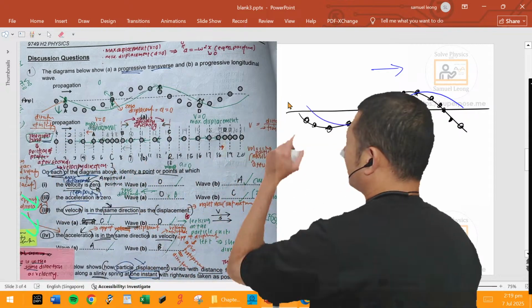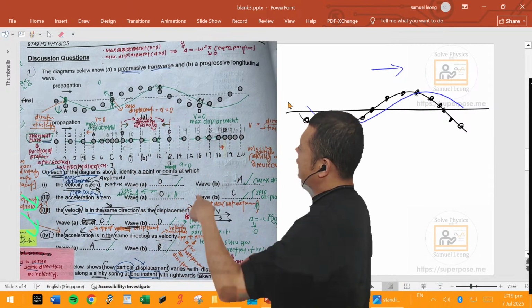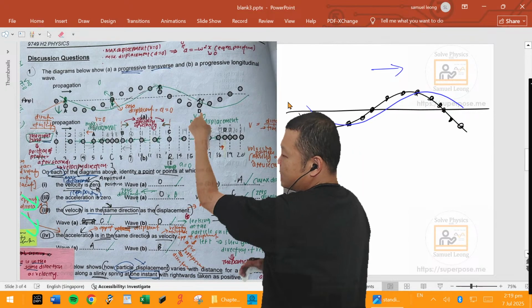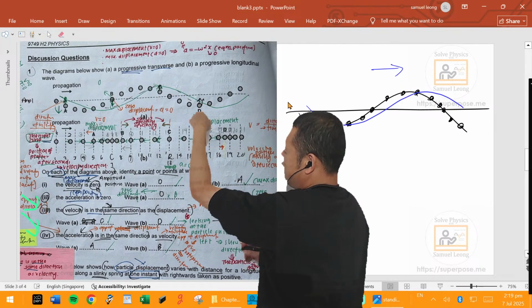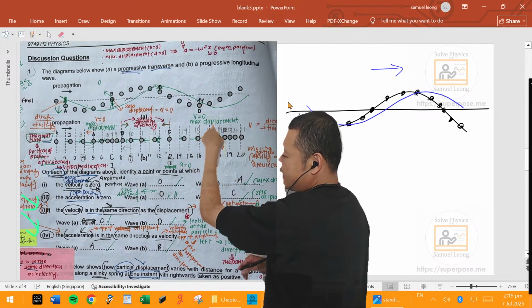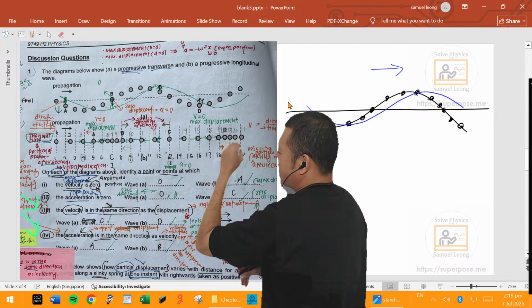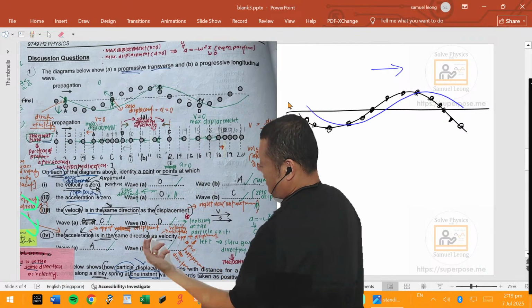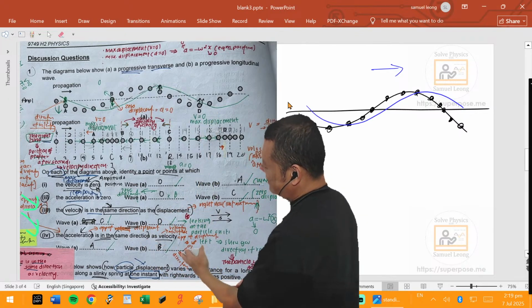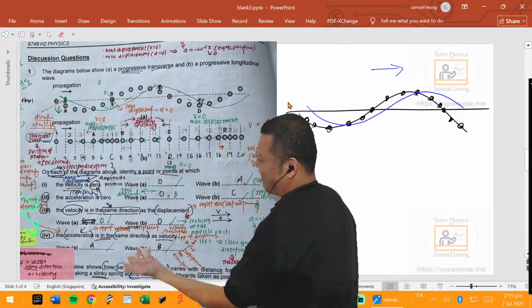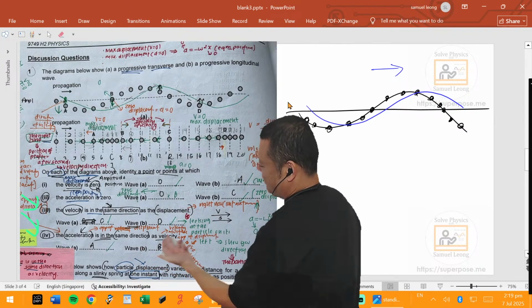Now D. D is on the other flip side. D is at its amplitude now, right? So D's velocity for this instant is 0. So D also cannot be the answer, because D's velocity is supposed to be 0.